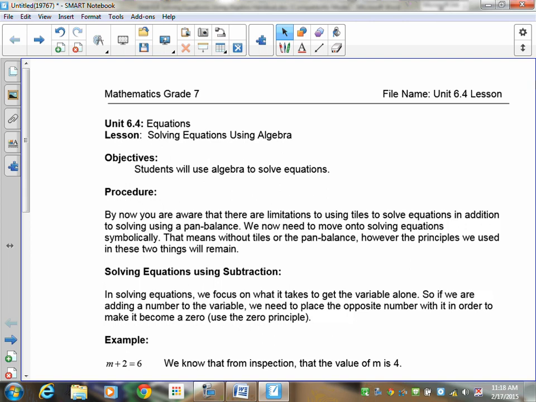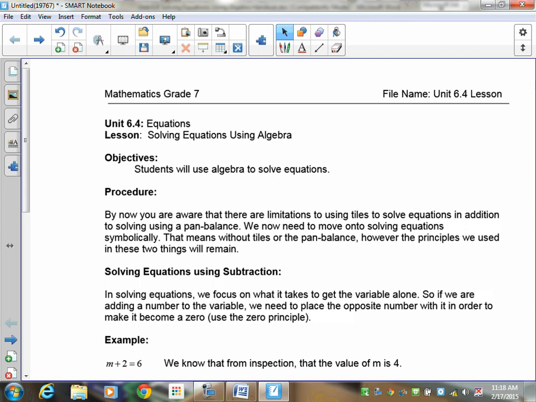So I've set my timer for 20 minutes, and we'll just go in 20-minute segments and see how it goes. So you'll have an opportunity to make it a little bit easier for you to download on your devices or at home. By now you're probably aware that there are limitations using tiles.